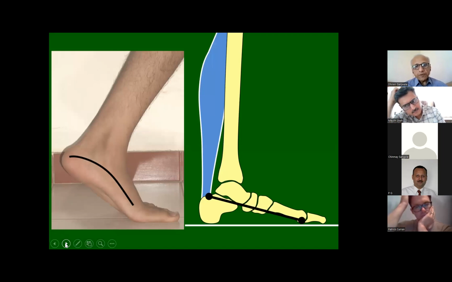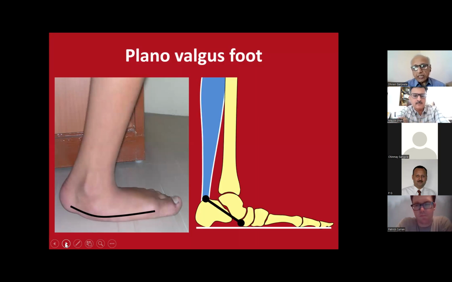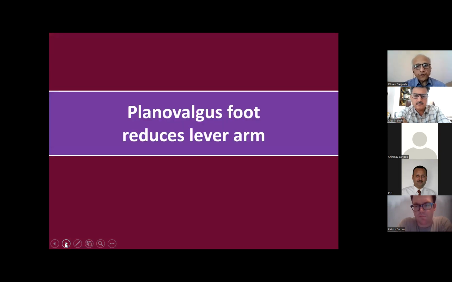Now the same planovalgus foot, because of the midfoot break at the talonavicular joint, there is a reduction in the length of the lever arm. You can see that previously the length of the lever arm was pretty big, while here it is small. So as shown in this figure, the planovalgus foot reduces the lever arm for the soleus.